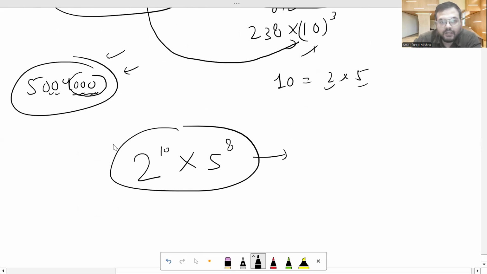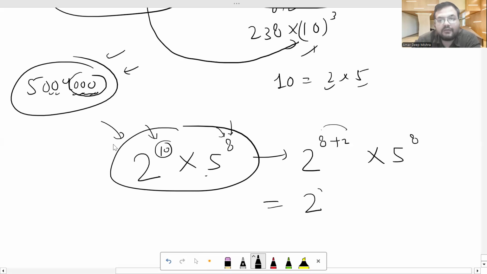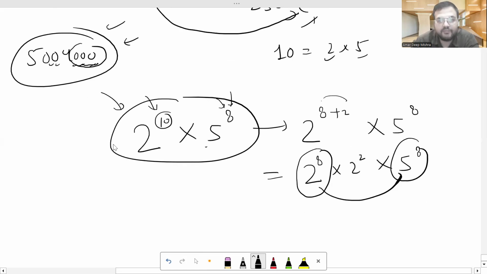See, here you can see the power of 2 is 10 and the power of 5 is 8. So the power of 2 is higher than the power of 5. So what I will do, I will write down the power of 2 as 2 power 8 plus 2, into 5 power 8. Now this 2 power 8 plus 2 can further be written as 2 power 8 into 2 square. And into 5 power 8 you had already with you. Now this 2 power 8 and this 5 power 8, you take them together.